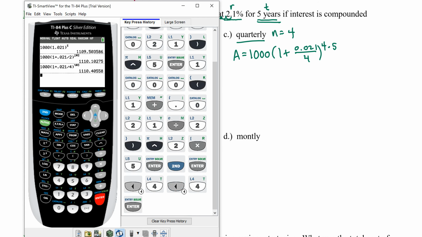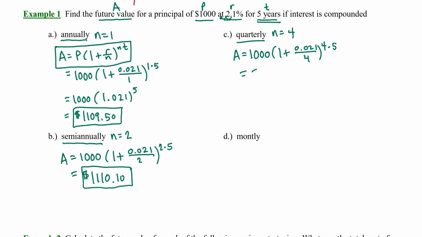Notice with this one, we earn about 31 cents more. So $1,110.41. So hopefully you're starting to see that as you increase the n value, that increases your investment. That can make a big difference over a long-term investment, such as saving for retirement.